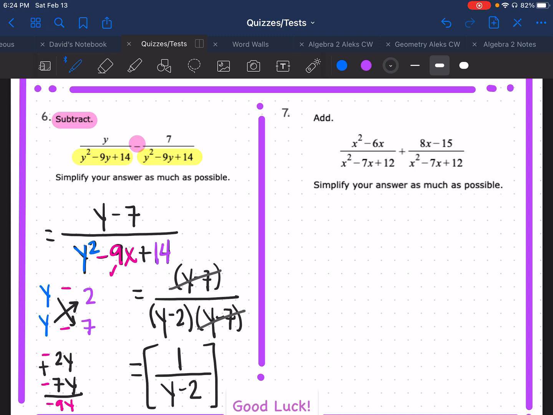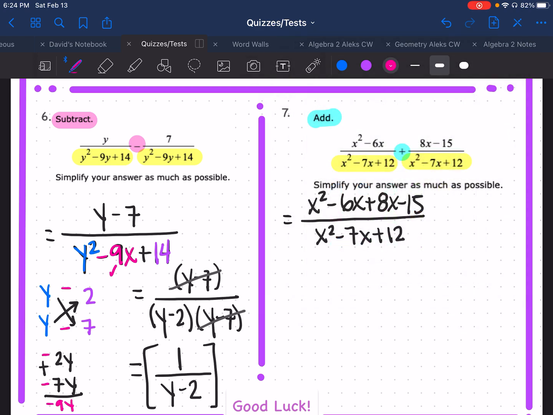Okay, let's go ahead and look at the add one really quick. Same thing. You want to make sure that the denominators are exactly the same. And this time, it's asking us to add. So I'm going to go ahead and add my numerators. And remember, you don't have to worry about distributing in the numerator with addition. So I can simply just do x squared minus 6x plus 8x minus 15. Because I have 4 different terms in my numerator, I want to go ahead and combine our like terms.